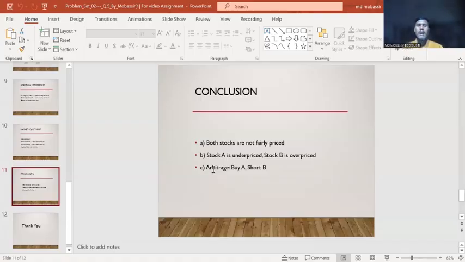Okay. And the last one is arbitrage opportunity. It says to buy stock A and sell stock B for your profit maximization purposes.